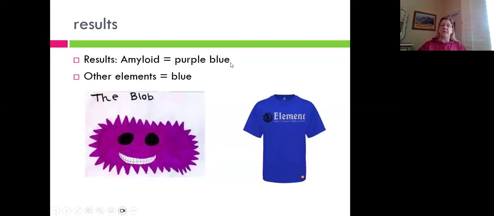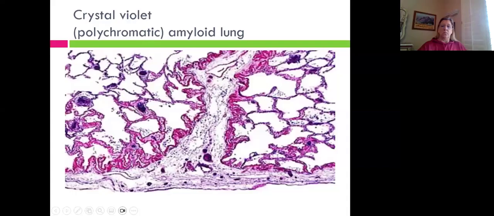So your amyloids are going to be this purpley blue. Other elements will be blue as well. And this is what it looks like. So these blobby things that you see here, those are your amyloids. Okay. And this is done overnight. So you can see how the other elements have lightened up into sort of a pinky purple.